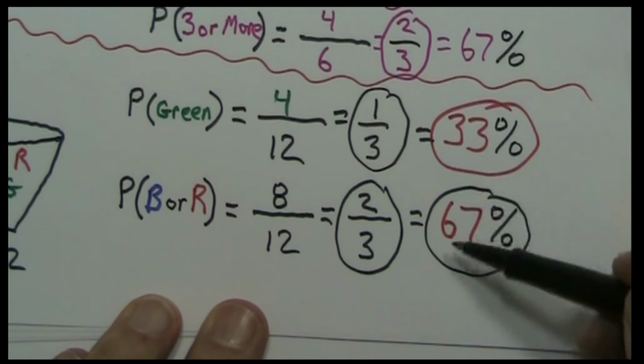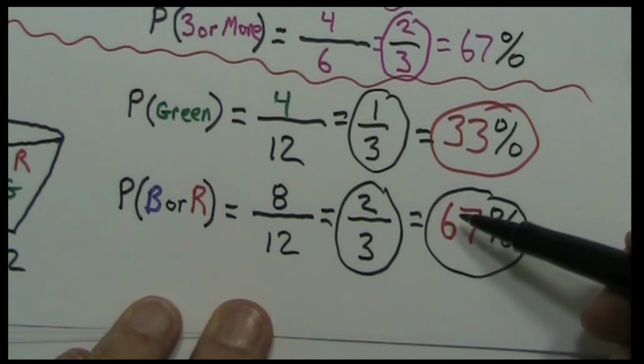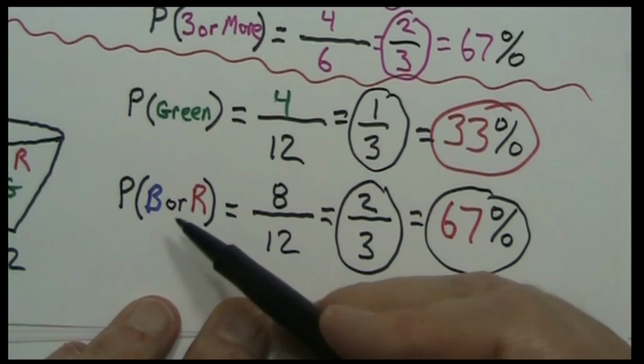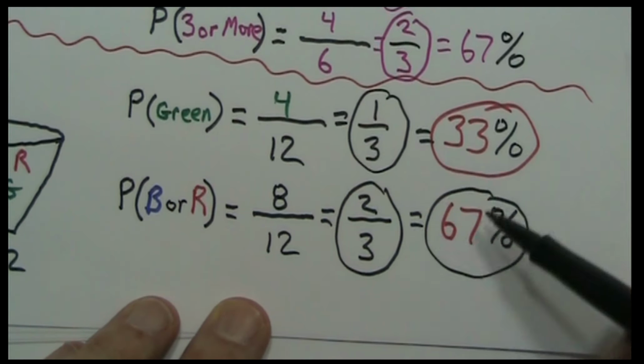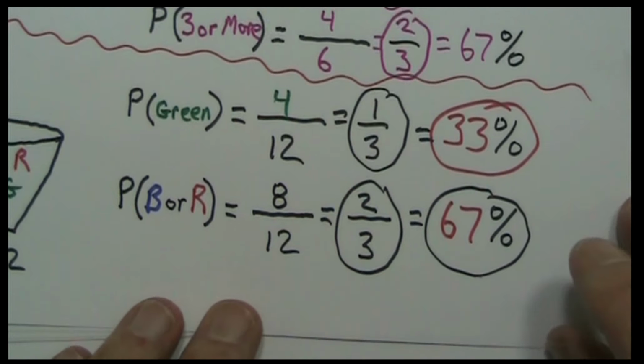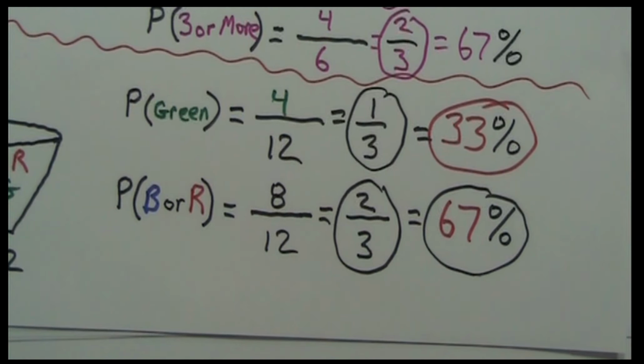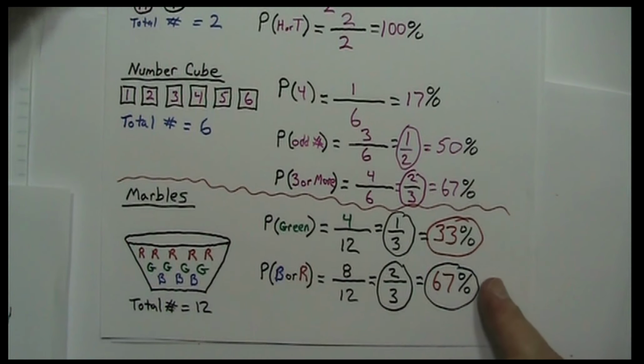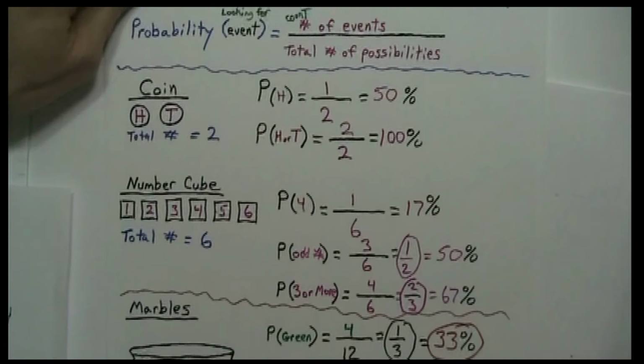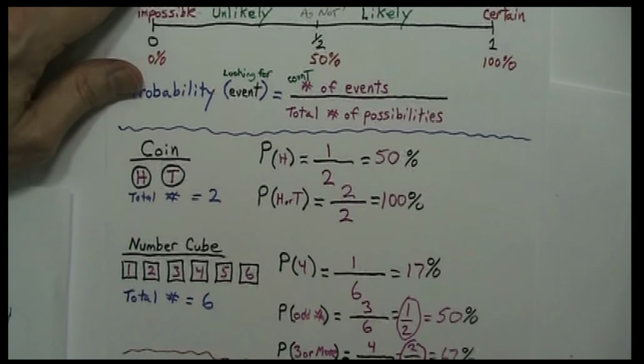Notice when I combine those, they make 100%, because I did green, then I did blue or red. Together, that would be 100%. Okay, so now you should have a better understanding of finding the probability of something happening, an event.